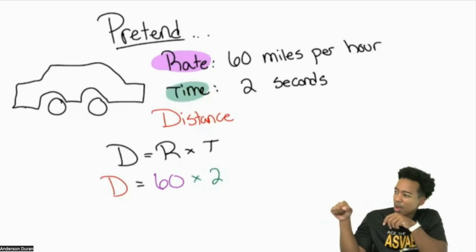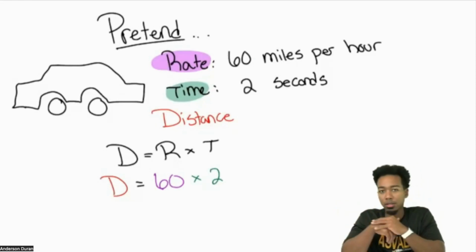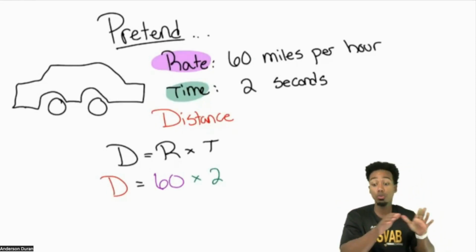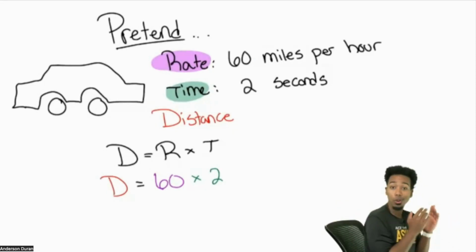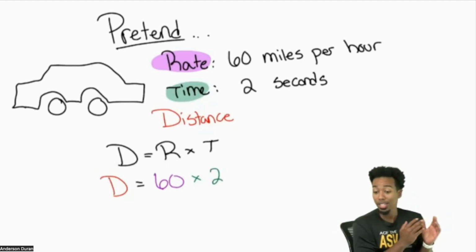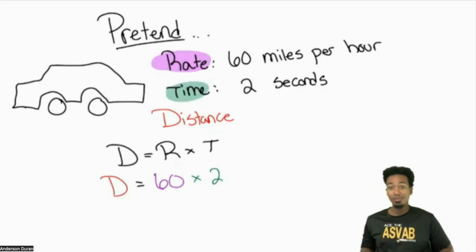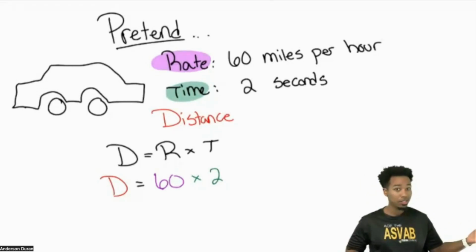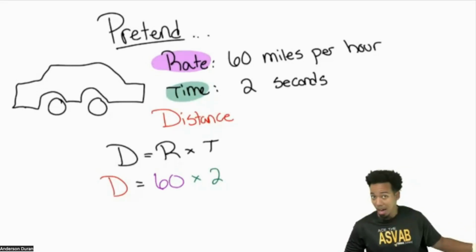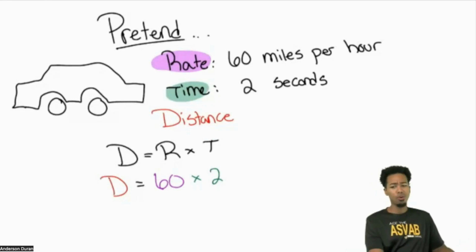I'm driving 60 miles an hour, but I'm only driving for 2 seconds. Right? I think we can all agree. Look at that chat box right there, we're agreeing. This is a relatively short amount of distance. If you're driving 60 miles an hour for 2 seconds, you're not even going down the block. You might pass a house or two, maybe 3 houses, but you're not going pretty far.